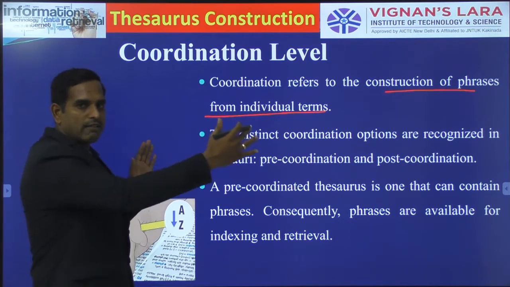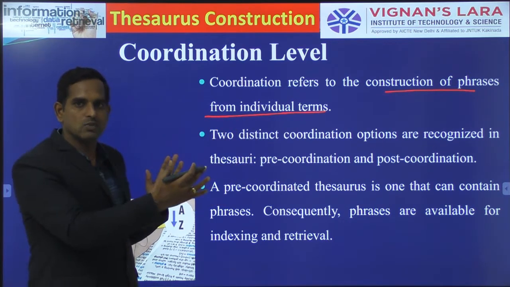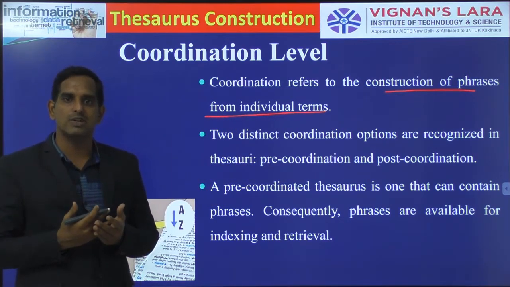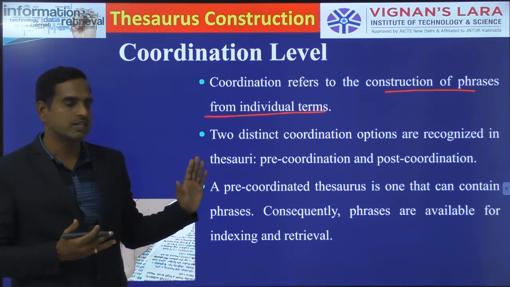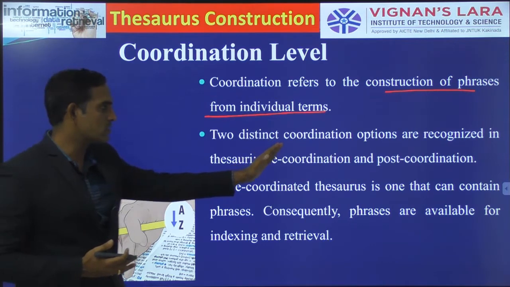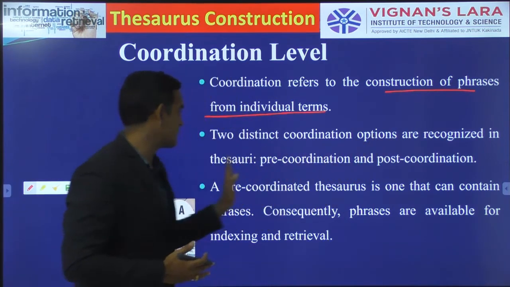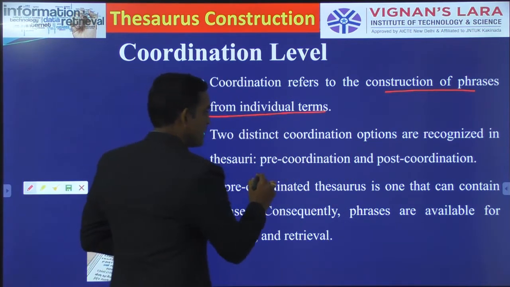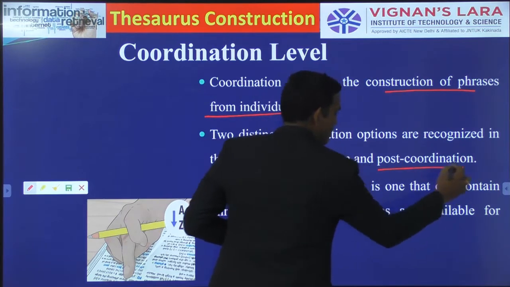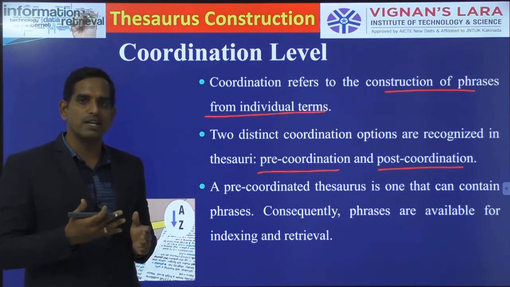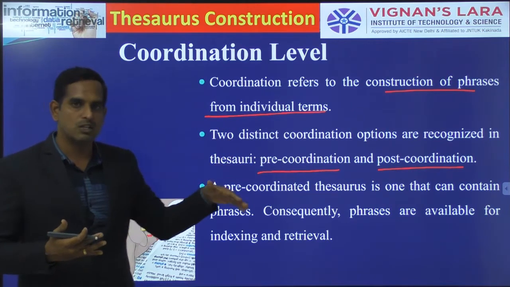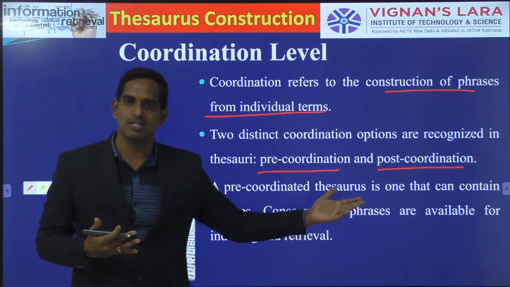We will be having a large text. From that text, what are the terms which are to be present in your thesaurus? That will be the first decision point, or the coordination level. Two distinct coordination options are recognized in the thesaurus: pre-coordination or post-coordination. Whether you want to perform the pre-coordination process or the post-coordination process of your thesaurus.